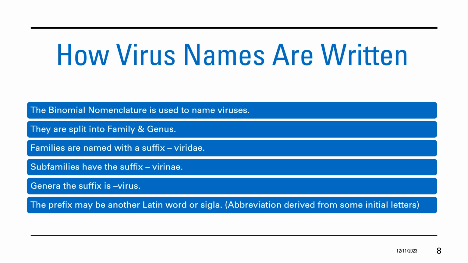Viruses are named using the binomial nomenclature. They're split into a family and genus. Families are named with the suffix viridae. Subfamilies have the suffix virinae, and the genera suffix is virus. The prefix may be another Latin word or a sigla, for example, an abbreviation derived from some initial letters.